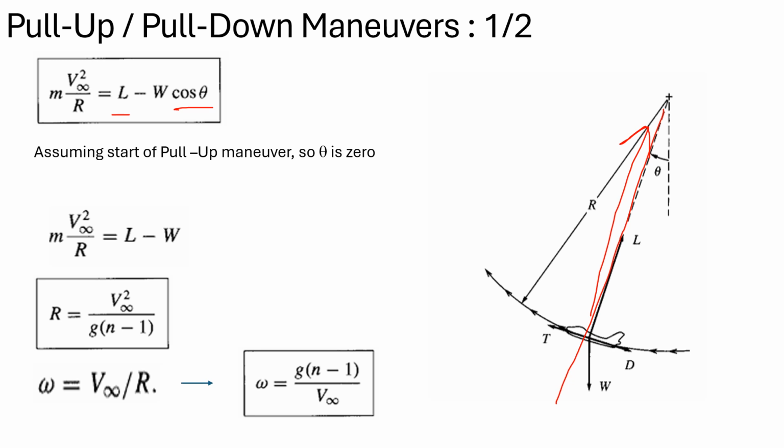Again, radius is r here, or m v infinity squared over r is equal to L minus W, if we assume that it is just the start of the pull-up maneuver, which is where you have the hardest G's while you're pulling up. Pulling down is the second one, but pulling up is where you pull the hardest G's. So radius r is given by v squared over g times (n minus 1), and the rate of turn, which is v infinity over r, will give us omega is equal to g times (n minus 1) over v infinity.